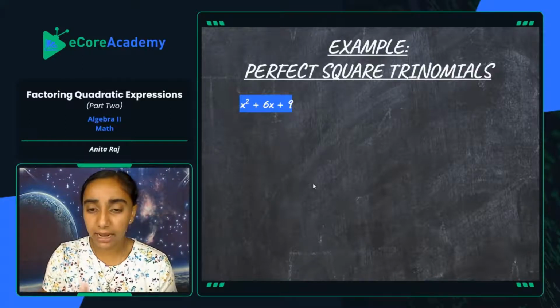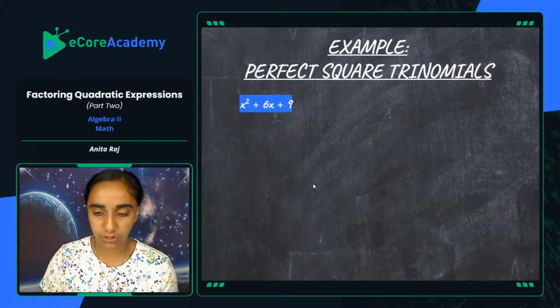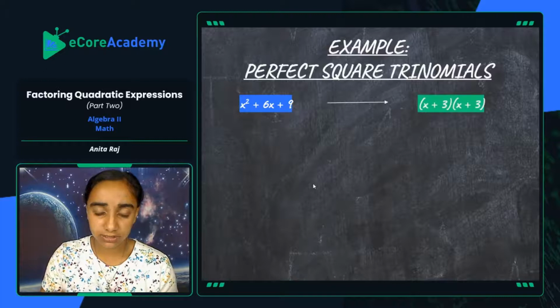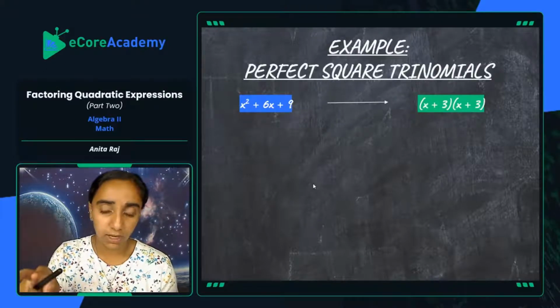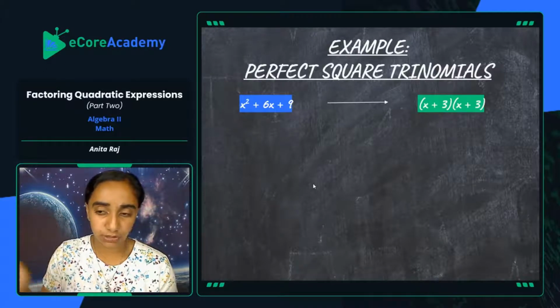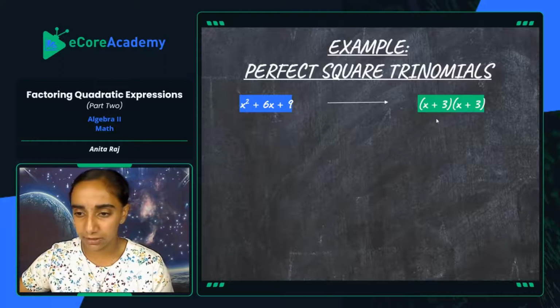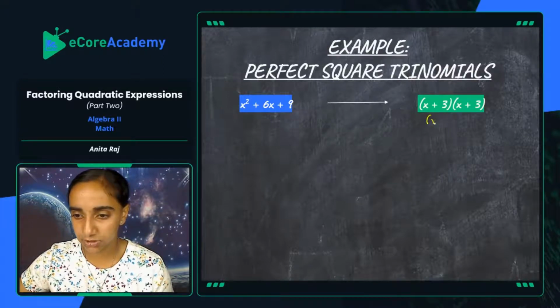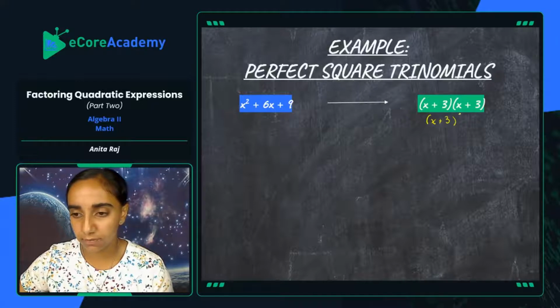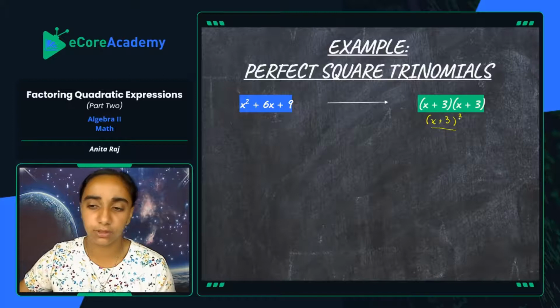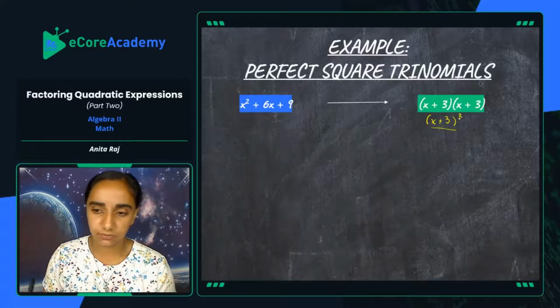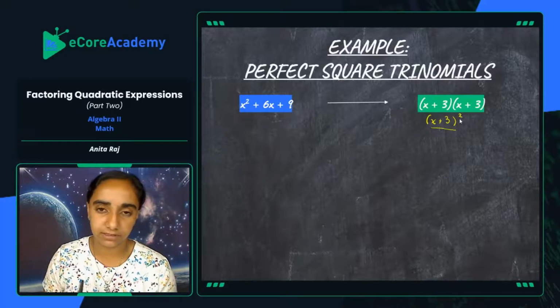I'll show you exactly how you can determine this is a perfect square trinomial. So the answer to this, if I asked you to factor this, would be x plus 3 times x plus 3. This can also be rewritten as the quantity x plus 3 squared. For now, you can do it however you want, but eventually try to start writing it this way that I've written below. That will be your most simplified answer.